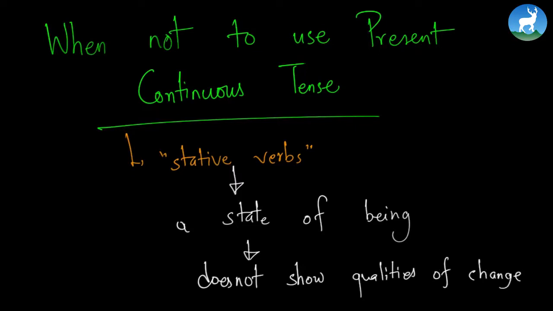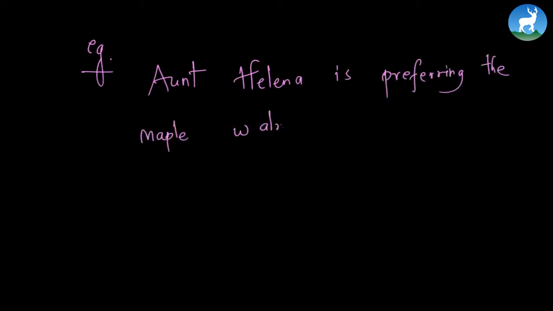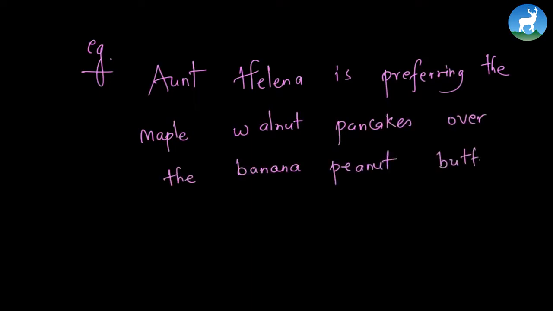So these verbs can stay in the simple present. We don't have to go to the present continuous in order to write about stative verbs. So I'll give you one example. Aunt Helena is preferring the maple walnut pancakes over the banana peanut butter ones that Cher loves. There's something inherently wrong with this sentence.